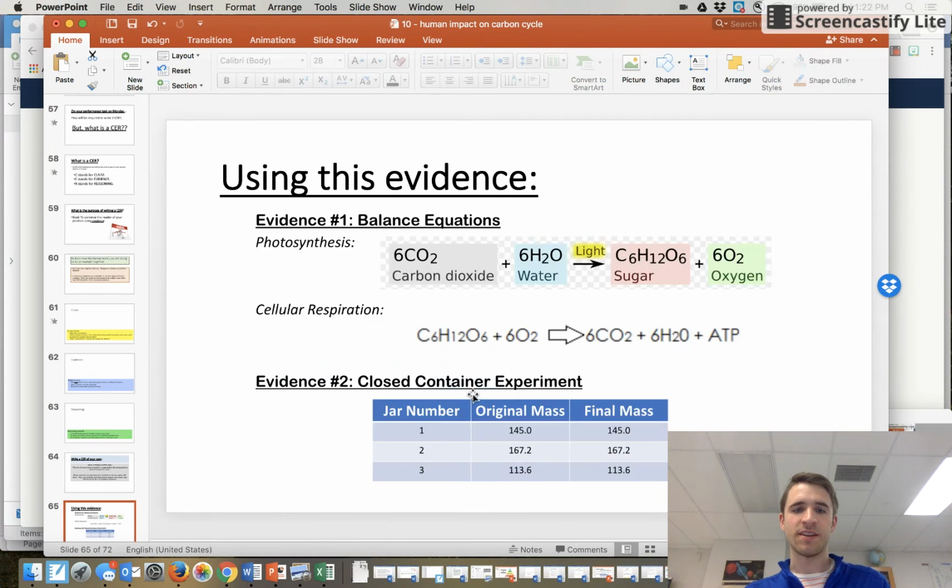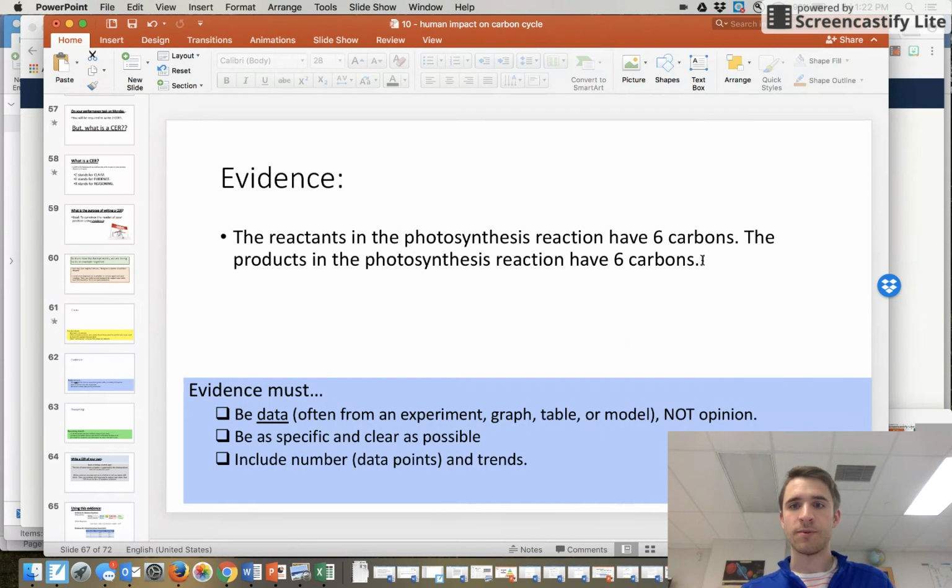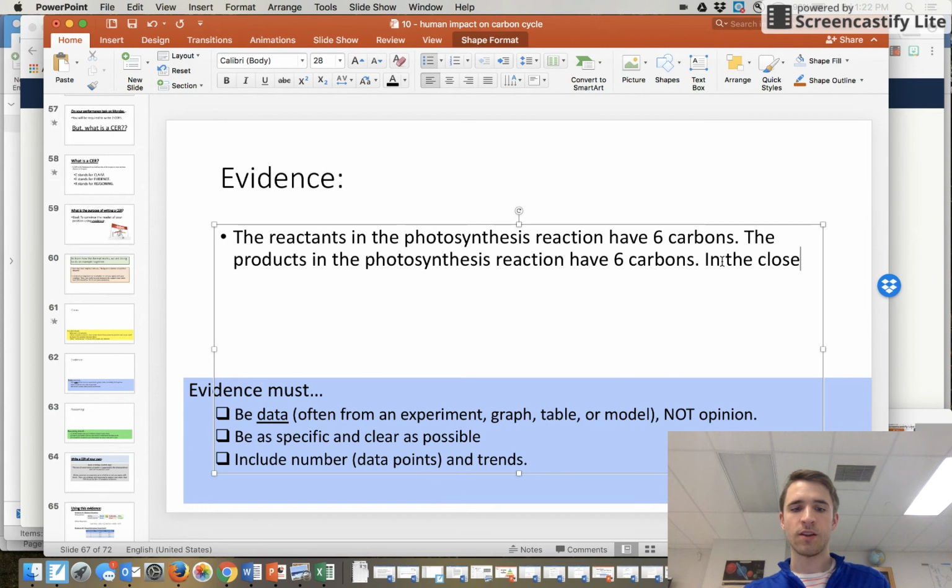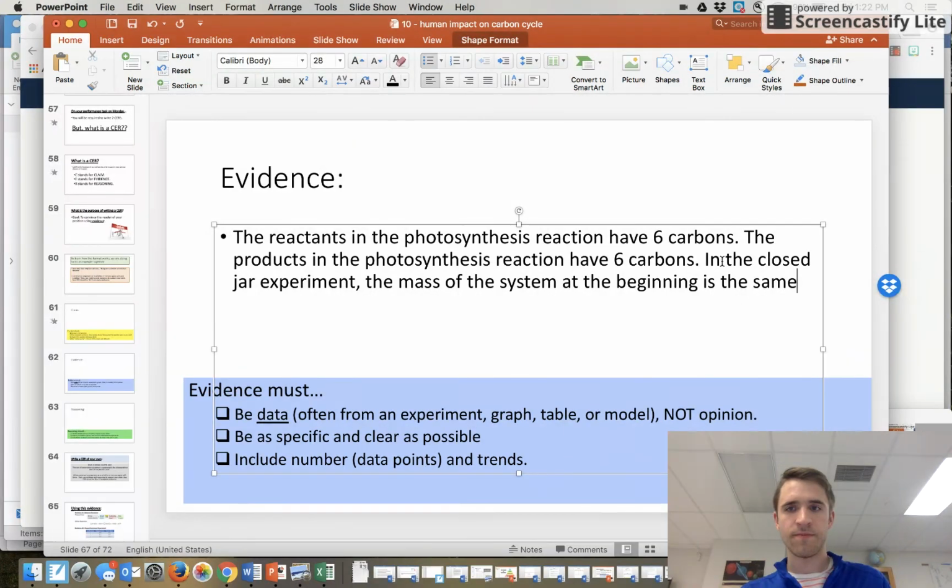Let's find another piece of evidence. Let's have at least 2 pieces of evidence. In this one, we look right here. The mass at the beginning is the same as the mass at the end, right? There. So let's put in a closed jar experiment, the mass of the system at the beginning is the same as the mass at the end.